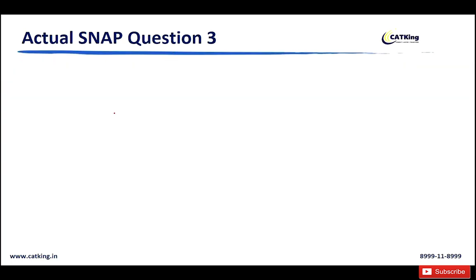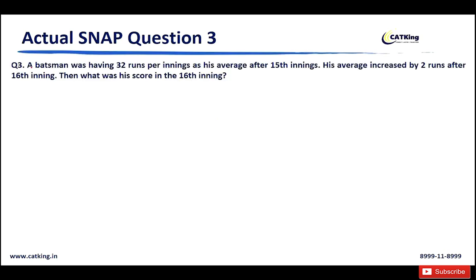Let's have a look at the next question. Question number 3: a batsman was having 32 runs per innings as his average after the 15th innings. Now his average increased by 2 runs after the 16th inning. Then we need to find what was his score in the 16th inning. Now guys, it's a very simple basic question from the topic of averages. Let us have a look at the options first. Option A 64, option B 60, option C 46, and the last option is 62.